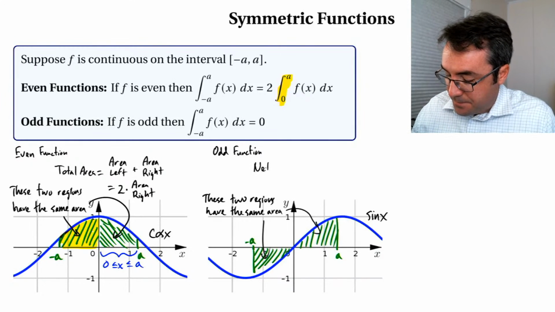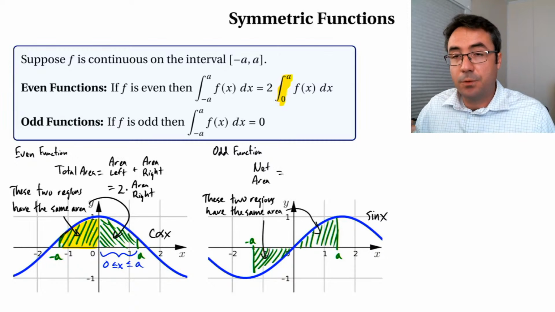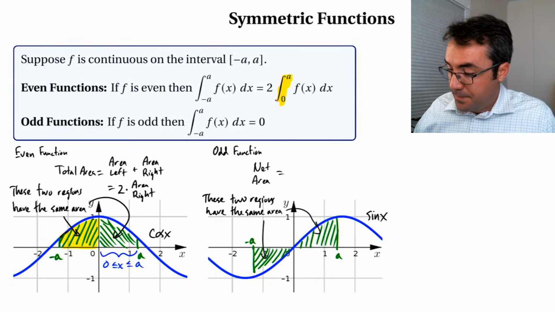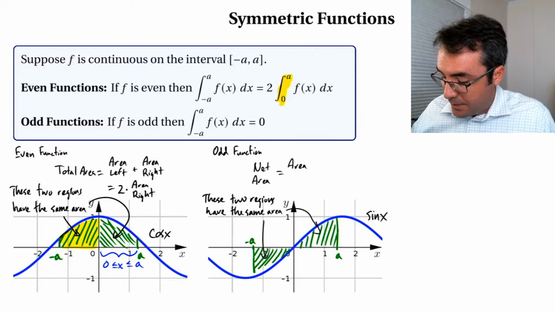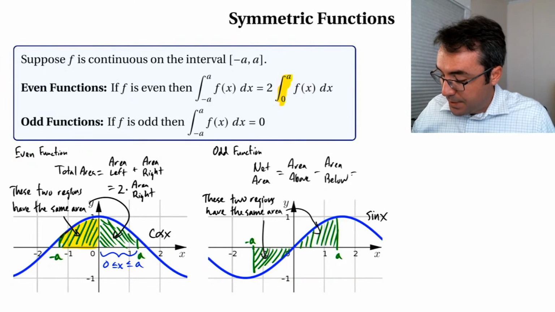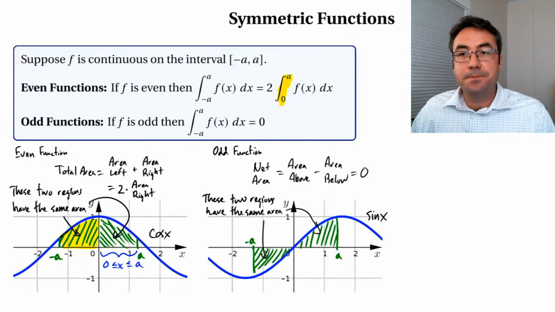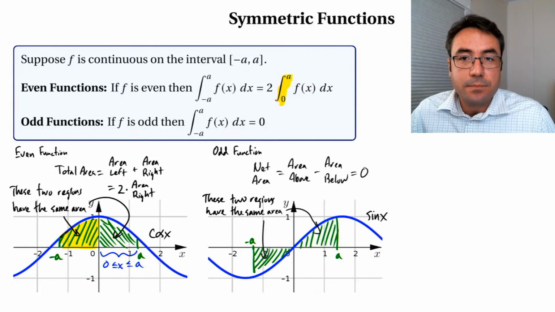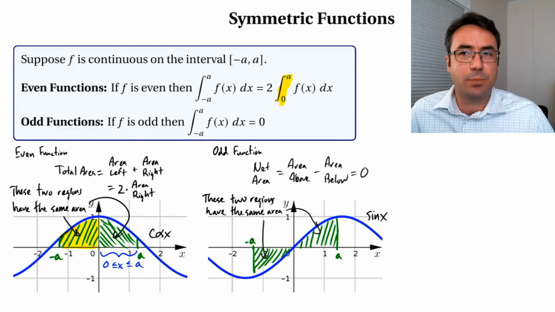So the net area, which is what we're finding with a definite integral where the graph goes above and below the x-axis, is equal to the area that sits above minus the area that sits below. But because those two regions have the same area, the graph is symmetric, they end up canceling out. So the area above is equal to the area below, and we get 0. These are just some neat properties that occasionally help us out if we have a more complicated integration problem.